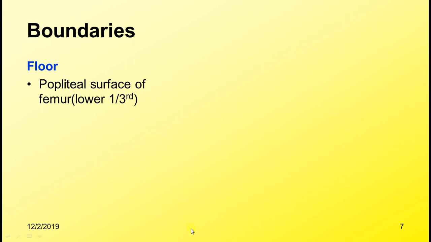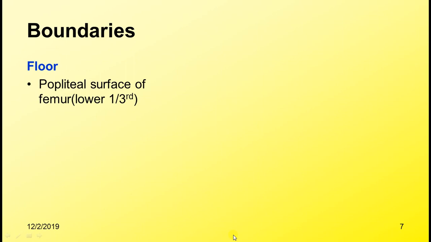So now coming to the floor of the popliteal fossa. Mainly you see the popliteal surface of the femur; the lower one third posterior aspect of the femur is actually called the popliteal surface. In the same way, in the anterior, the lower part is the patellar surface. Both are PP: one stands for the popliteal surface at the back side of the femur, and one stands for the patellar surface on the front side.